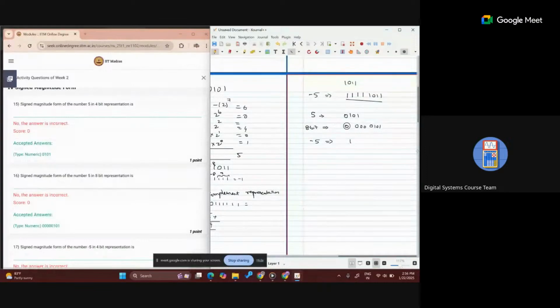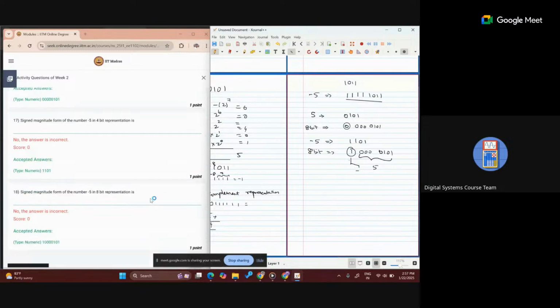No, 1101, which is for 4-bit size, and in 8-bit representation 1000 0101: 1, then 3 zeros and then 0101. Exactly. So the total magnitude of this number is plus 5, and because of this 1, we can tell it is a negative number. That's the difference of it.